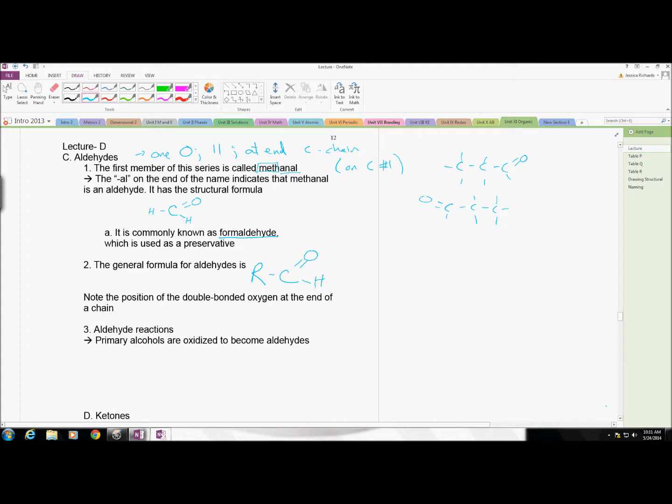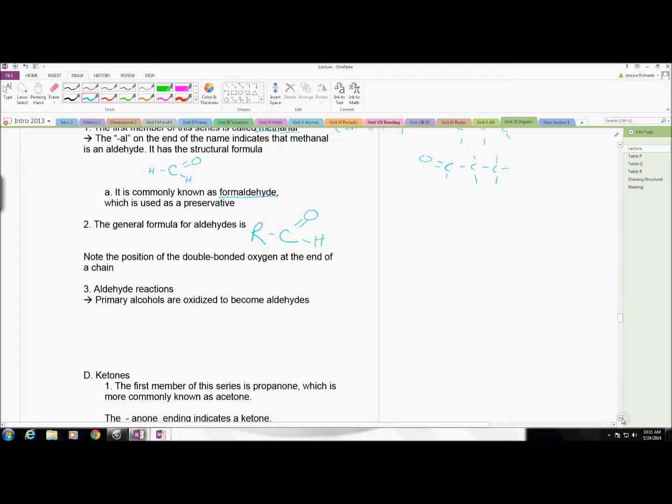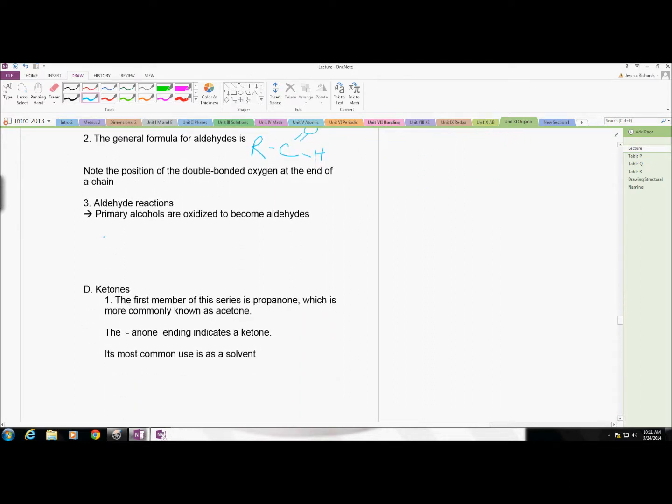Aldehydes are made from primary alcohols. So primary alcohols are ones where the hydroxyl group is at the end of the chain. It's on a carbon that's attached to one other carbon. So we oxidize it, and we end up making our aldehyde and water.